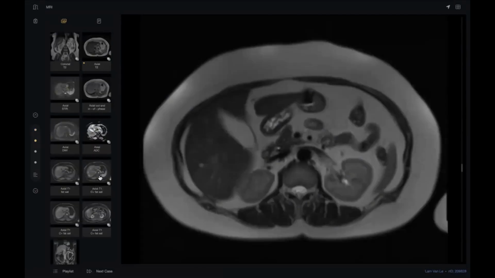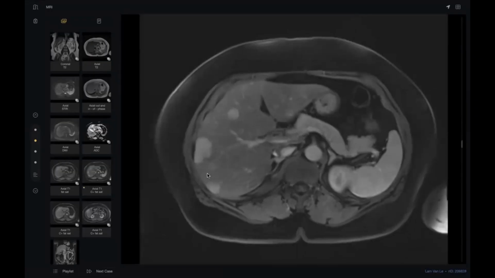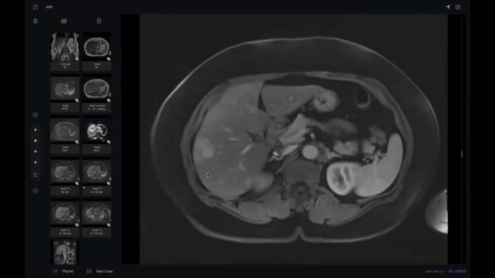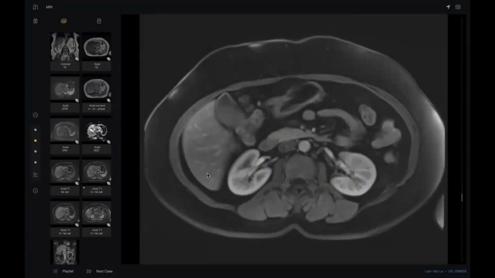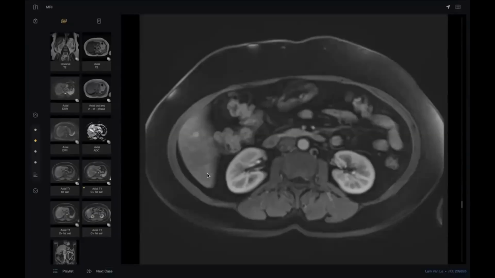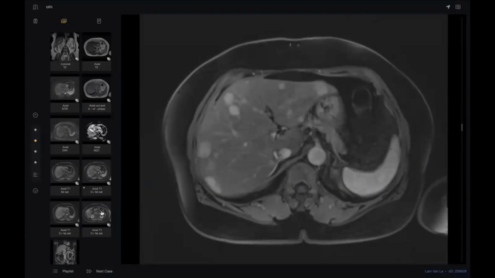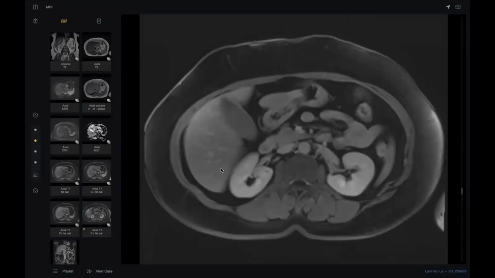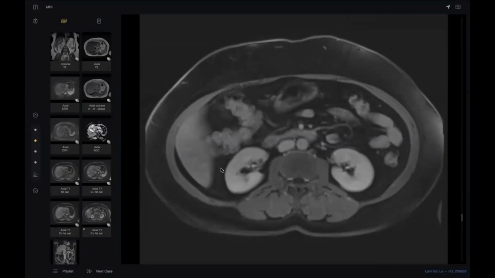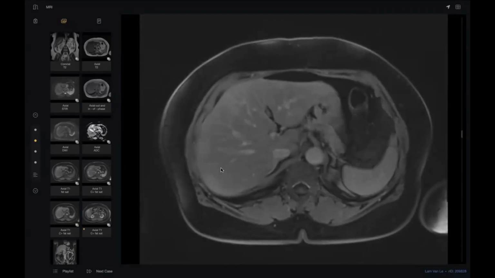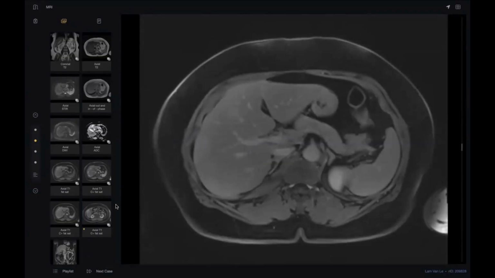See here. This is a T1 contrast enhanced image in the arterial phase. They are enhancing, very well defined lesions located in the periphery. They are mostly rounded and variable in size. In the portal venous phase, I can see that the lesions have become isointense to the parenchyma. I would like to see the delayed phase.